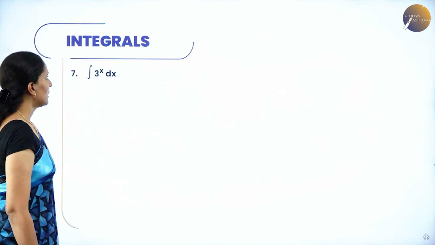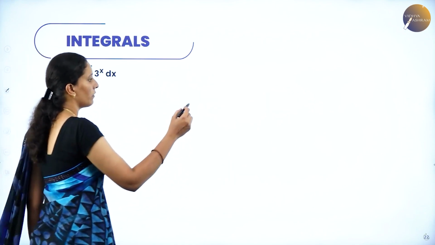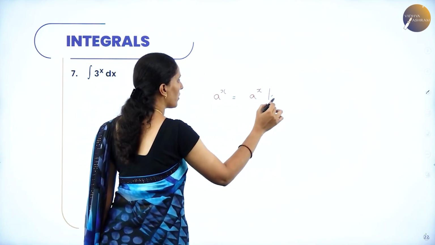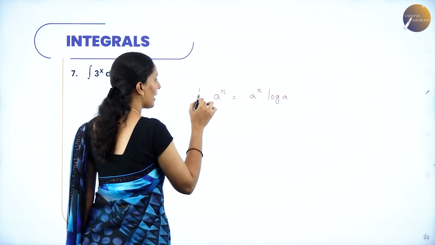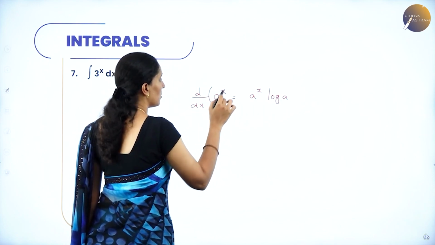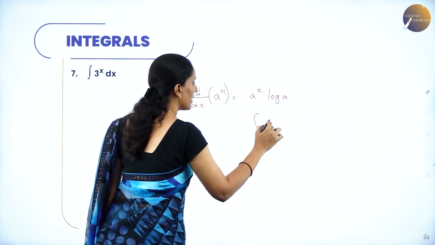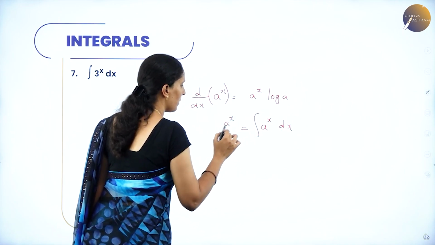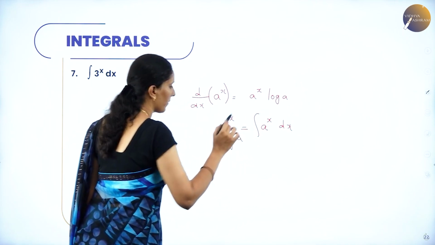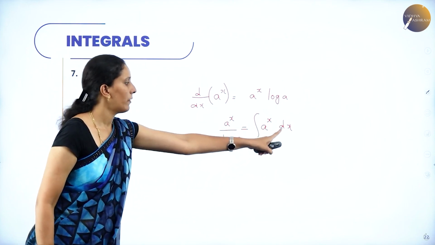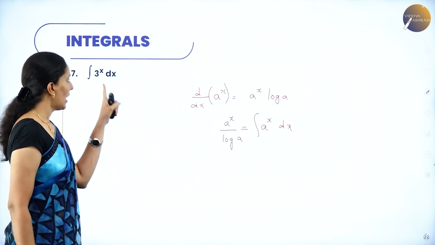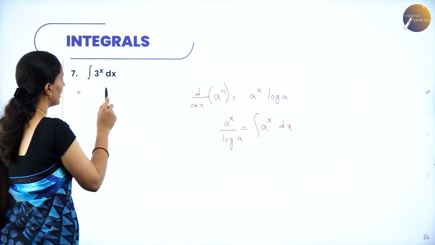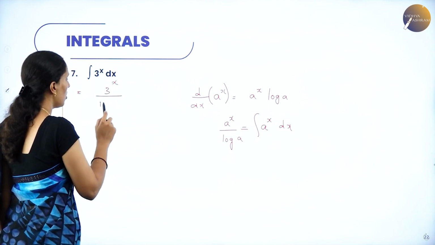Next, 3^x dx. We know that the derivative of a^x is a^x log a. So this is the derivative. Now apply the integral on this side for a^x. If you apply the integral of a^x dx, then this side becomes a^x divided by log a. So thus the integration of a^x dx is a^x by log a. And hence here in the place of a we have 3. So therefore the answer is 3^x divided by log 3.